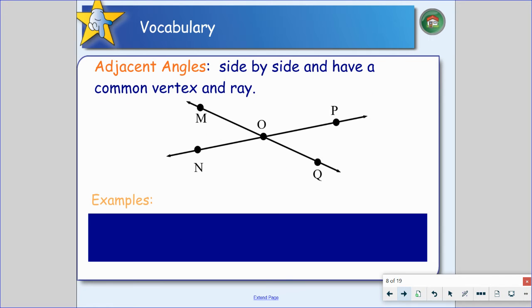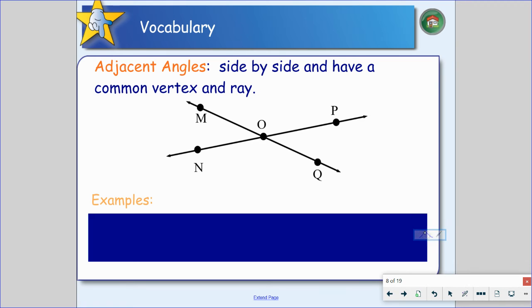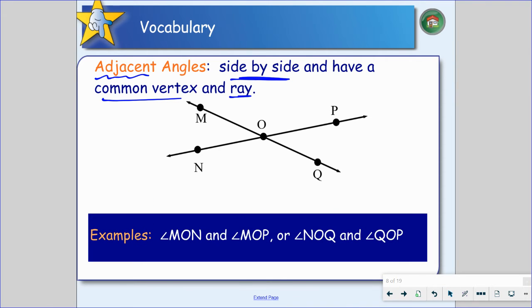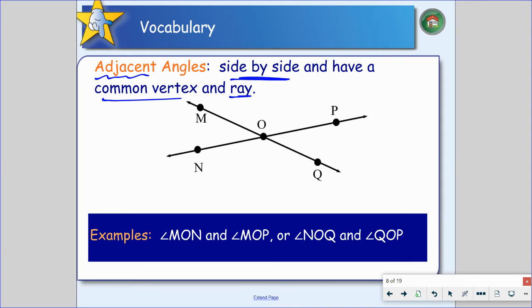So ladies and gents, moving right along, adjacent angles. Now, adjacent angles are side by side. That's what adjacent means. It means right next to each other. Notice they have a common vertex and a common ray. So let me give you an example of two angles that are adjacent angles. Angle MON and angle MOP. Notice they share ray OM.